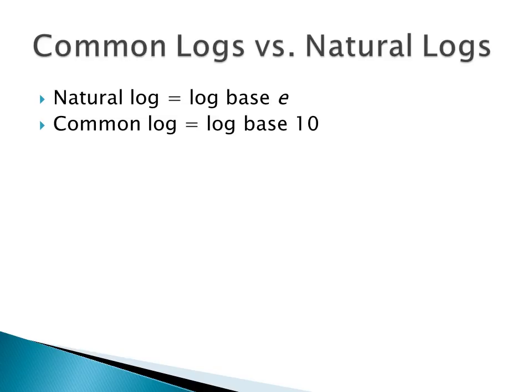There are only two types of logarithms that are useful in science. One is the natural log, which is the log base e, and the other is the common log, log base 10. We'll be using common logs in chemistry.